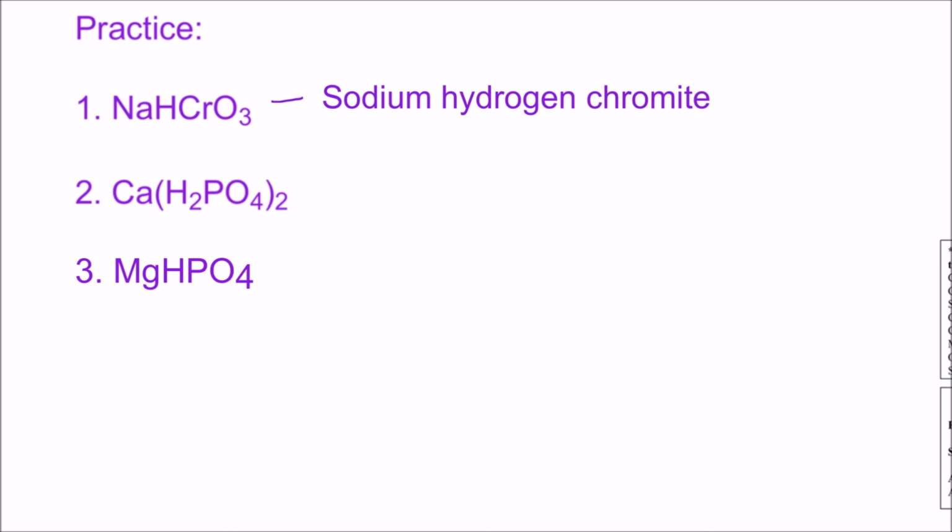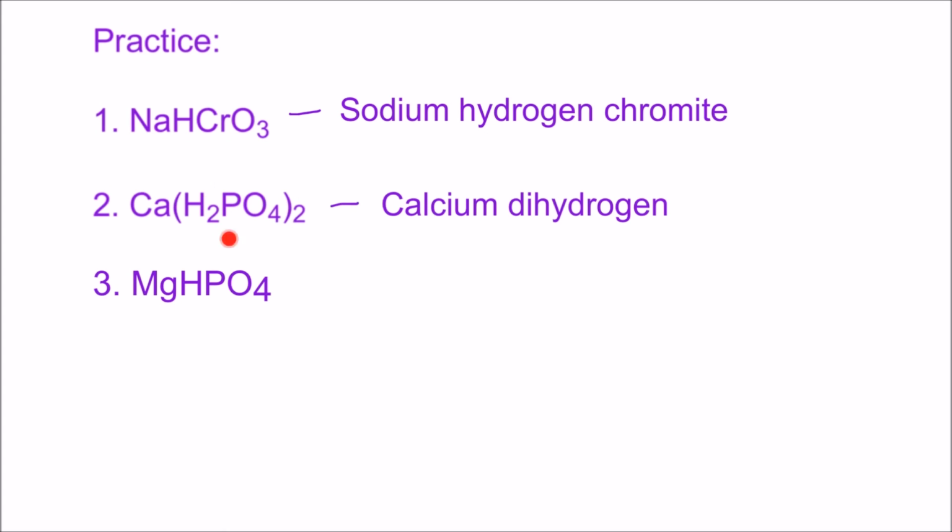Alright, let's do the next one. We're going to say the name of the first element, which is calcium. Then we say hydrogen or dihydrogen. There are 2 hydrogens here, so we're going to say dihydrogen. Now we need the name of our polyatomic anion here. So we're going to use our any-outy rule to do that.